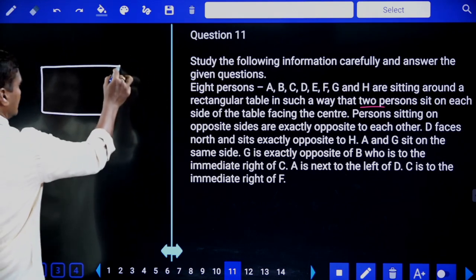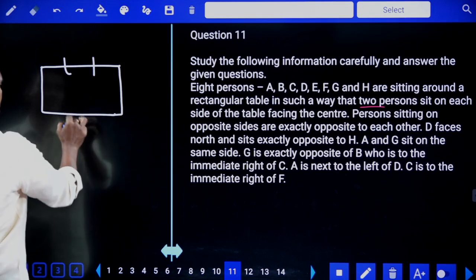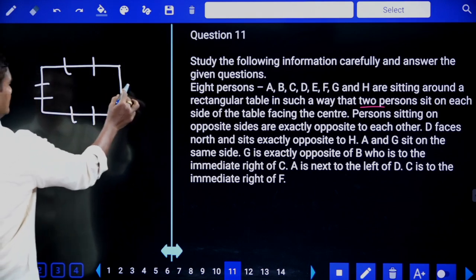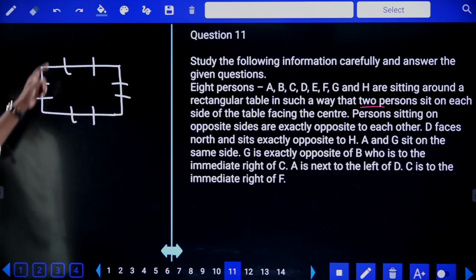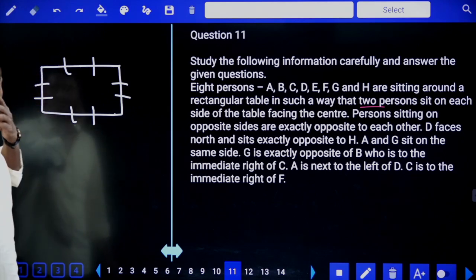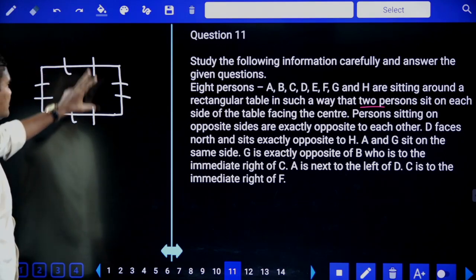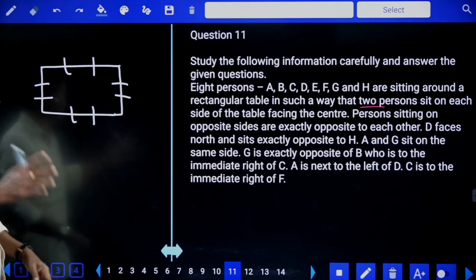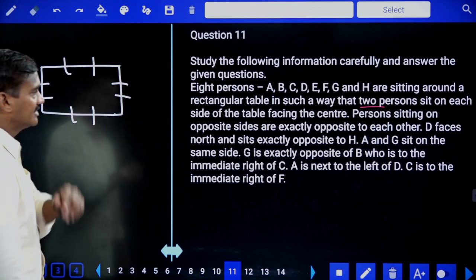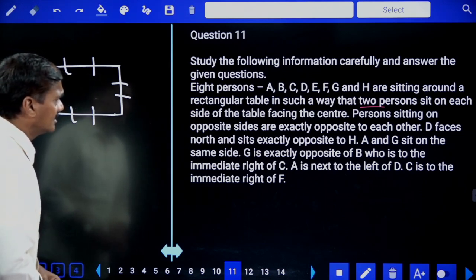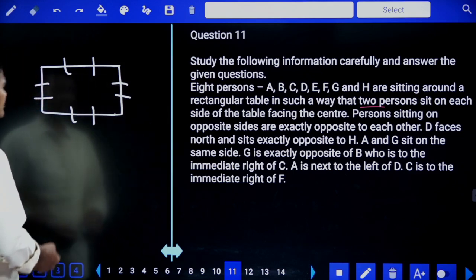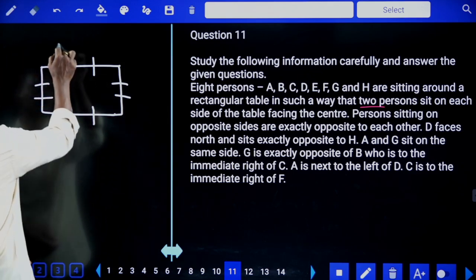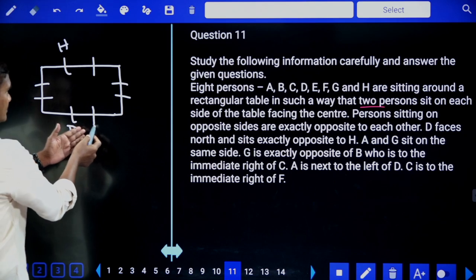Now sir, now this is what this one, 1 2 3 4, 1 2 3 4. Now one person is opposite. ప్రతి ఒక్కరికి ఆపోజిట్ లో ఎంతమంది ఉన్నారు చెప్పండి. వీళ్ళిద్దరికి ఆపోజిట్ 2 మెంబర్స్, వీళ్ళిద్దరికి ఆపోజిట్ 2, వీళ్ళిద్దరికి ఆపోజిట్ 2, కనుక ఈక్విడిస్టెంట్ ఉంది. అందుకు 1 minute కి మార్చేసాం. And next one, D faces north and sits exactly opposite to H. D faces north exactly opposite to H. First case. D ఇక్కడ ఉంటే H ఇక్కడ.